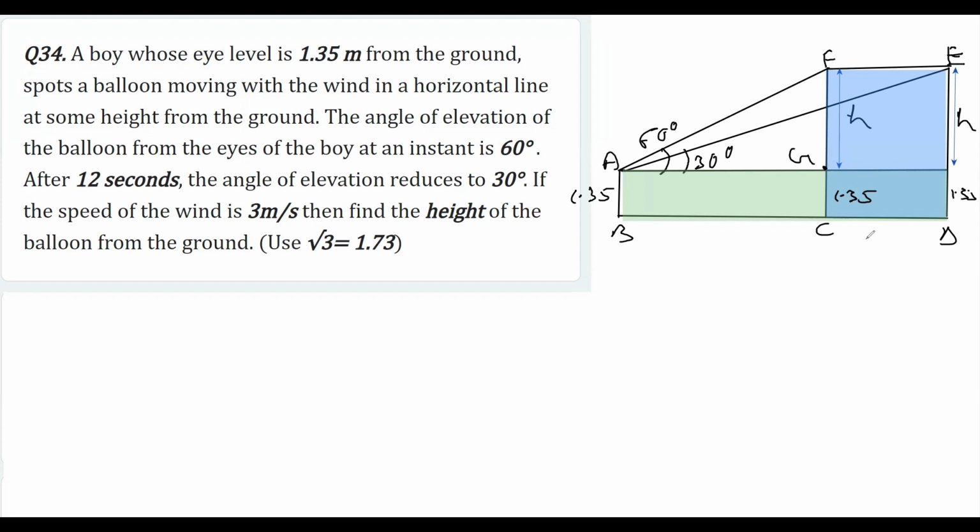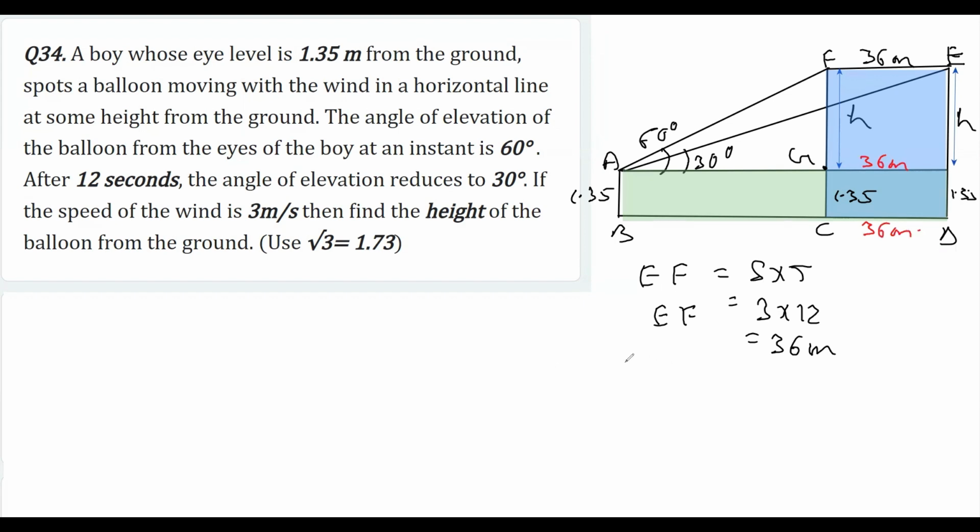Right, and then first I know the distance covered. The distance covered by the balloon is EF, and distance is equal to speed into time. How much is the speed? Speed is 3 meters per second. The time is 12 seconds. So EF comes out to be speed times time, 3 into 12, that comes out to be 36 meter. So we know this is 36 meter. And as I said, it's a property of rectangle, so this will also be 36 meter.